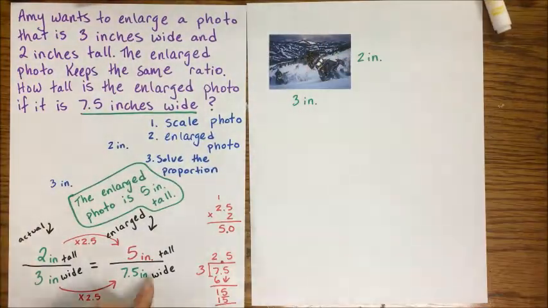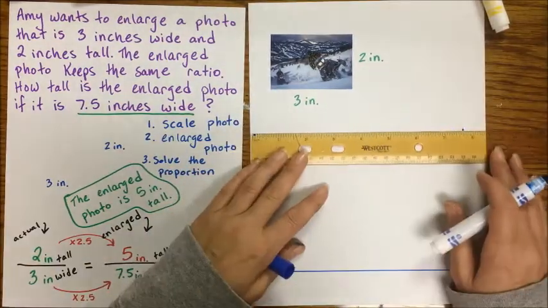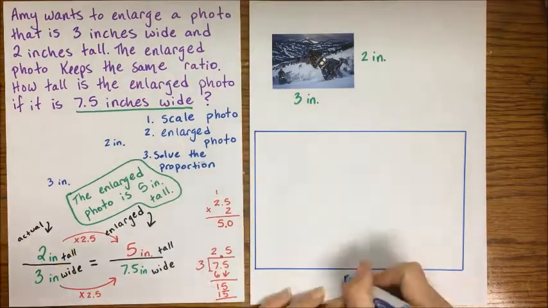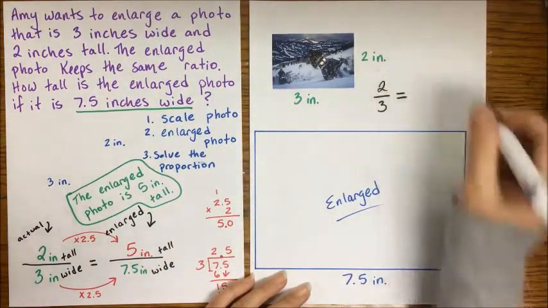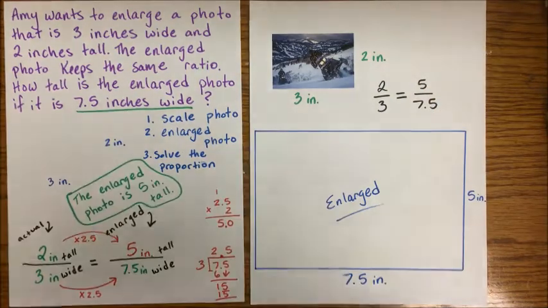So if we were to just visualize this more, and we had our actual photo, and then we drew out the dimensions for the enlarged photo, it kind of gives you a visual of how the proportions will stay the same even though it's an enlarged photo. So writing it out, we would say that 2 over 3 is the same as 5 over 7.5.